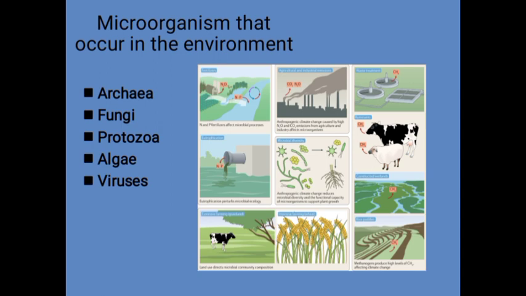Microorganisms that occur in the environment. So, what are those? The first is archaea. The second one is the fungi. The third one is protozoa and algae, and the last one is the virus.